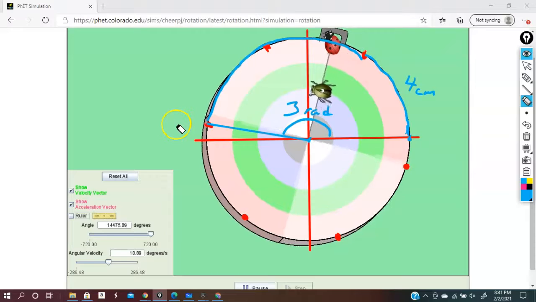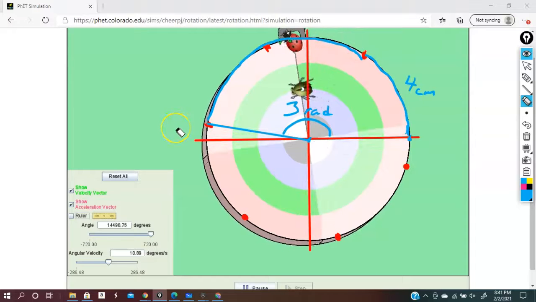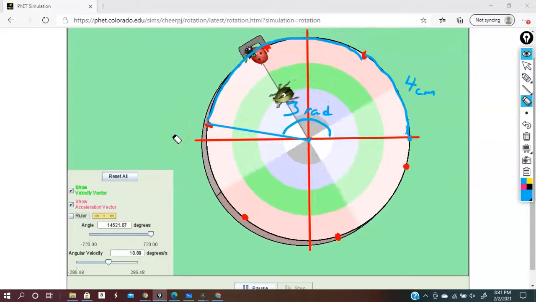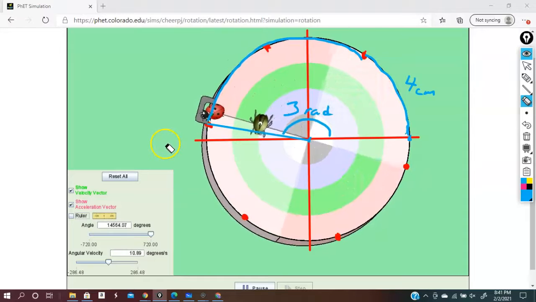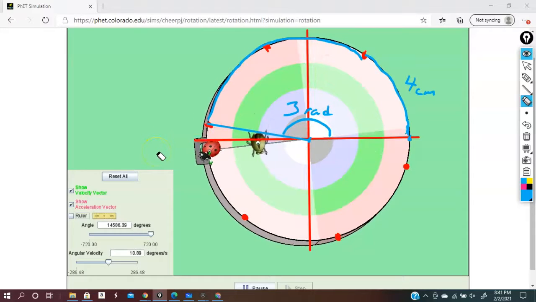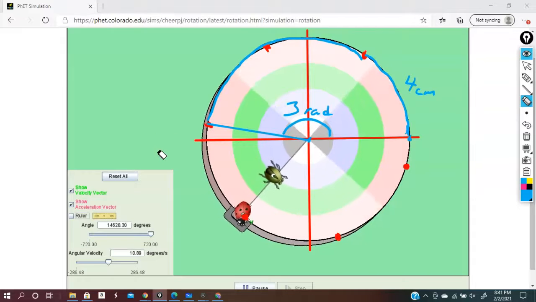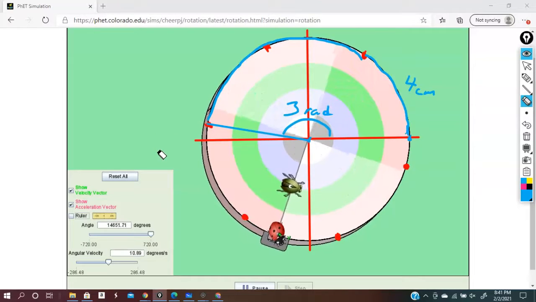radians into meters. Another thing that we have to do is be able to convert between degrees, radians, and revolutions. A lot of times we'll have problems that say something spins around 4.5 revolutions, or you get angular velocity in revolutions per minute. That's pretty common, and so we have to be able to convert from that.